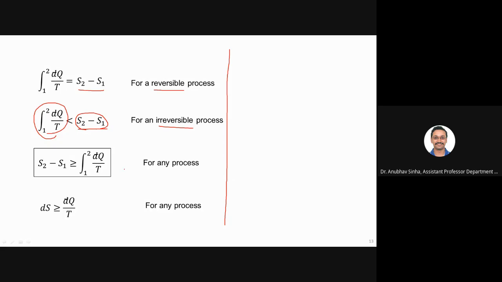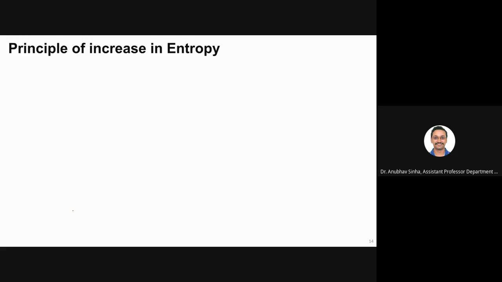And we can say that for any process, delta S, which is this, will be more than or equal to dq by T. So for reversible it is equal to, for irreversible it is more than that. This is true for any process. So this is an important relation you should remember, that dS is greater than or equal to dq by T for any process. Now this brings us to the principle of increase in entropy.